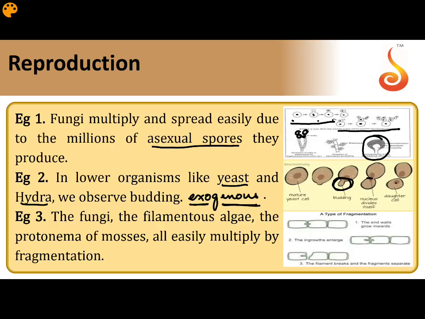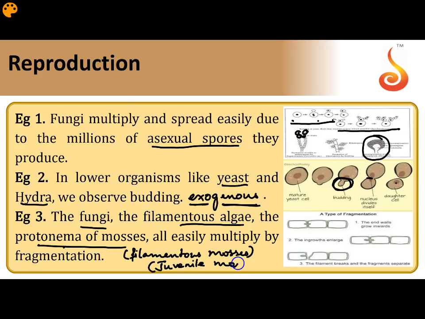Another example is in case of fungi and various filamentous algae and also the protonema of mosses. What is protonema? It is the filamentous stage seen in the juvenile stage of the moss. In the juvenile stages of the moss, you see filaments. All of them look something like this. One cell separated from the other in a linear manner.